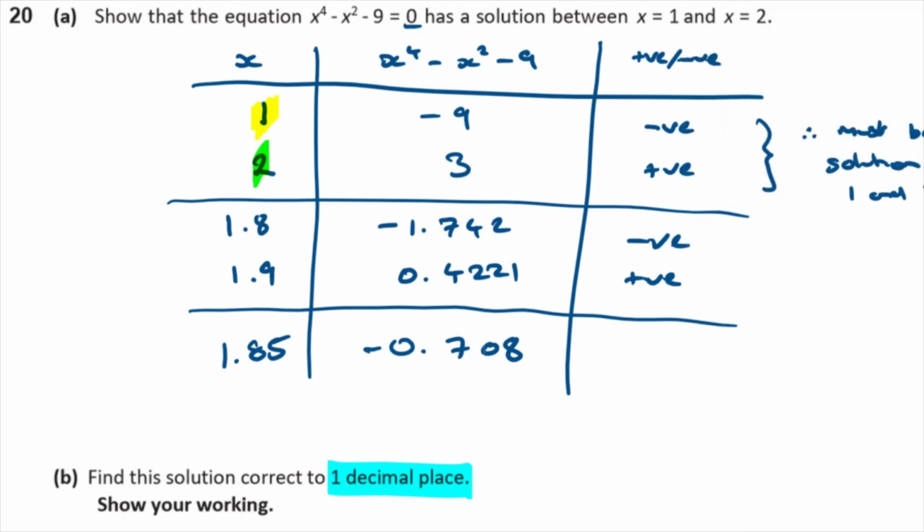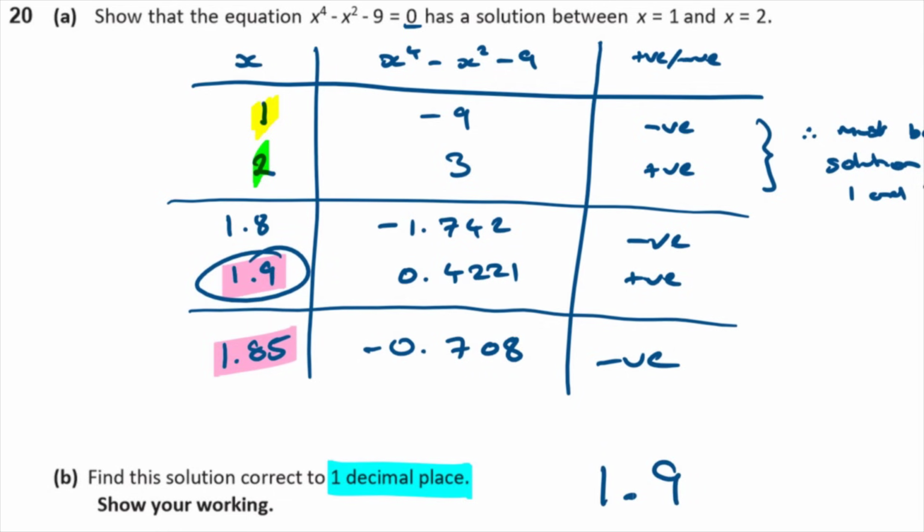Now that is negative again, and that means the solution must be between 1.85 and 1.9, because 1.9 was positive. All the numbers between 1.85 and 1.9 round off to 1.9 to one decimal place. So the solution to 1 dp must be 1.9.